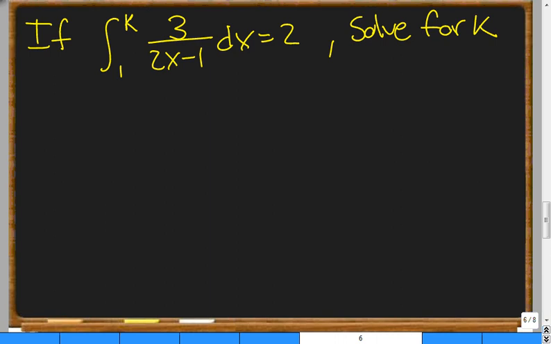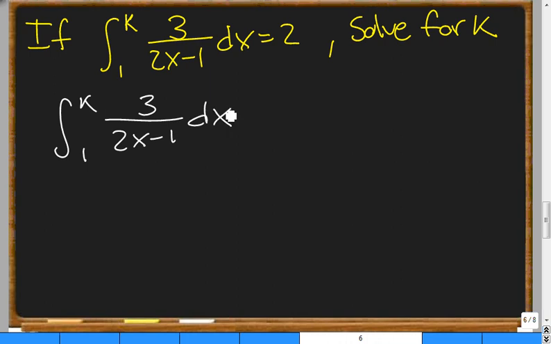Now what if we had a problem, let's say, where we don't know one of our bounds? Okay? We can still figure that out if we know things about our derivative. So let's say we're going to integrate this. We have the integral from k to 1 of 3 over 2x minus 1 dx.